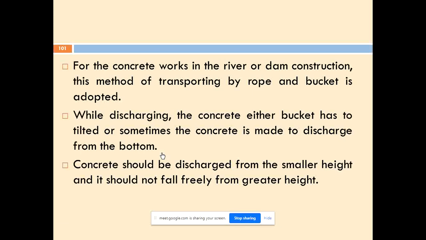I hope you understood crane, bucket, and ropeway. It is mainly used for a multi-story building if it has to be traveled vertically. In all these, the bucket either has to be discharged manually or mechanically, having a door at the bottom, or you have to tilt the bucket for discharging the concrete. While discharging, it has to be discharged not from a greater height, but from a smaller height.